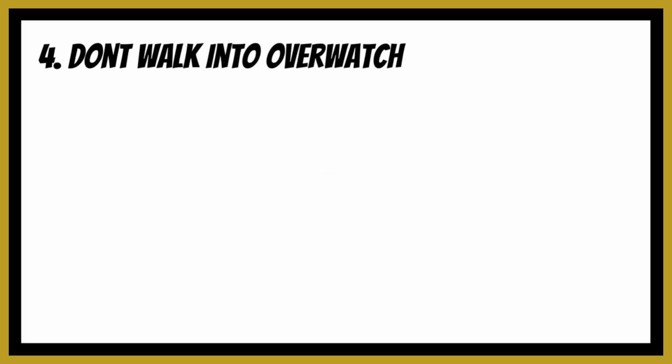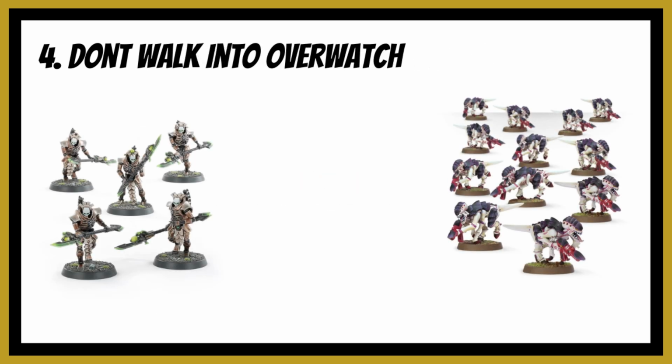Number 4, don't walk into Overwatch. Another really common one here. With this example, we've got some Lich Guard with the War Scythes, and a unit of Termagants with their Strength 5 Flesh Borers. Now this Termagant unit can come in units of up to 30, so an average of 5 sixes will be achieved if they were to overwatch. They are Strength 5, minus 1 AP, so you may actually lose a Lich Guard model in this case.